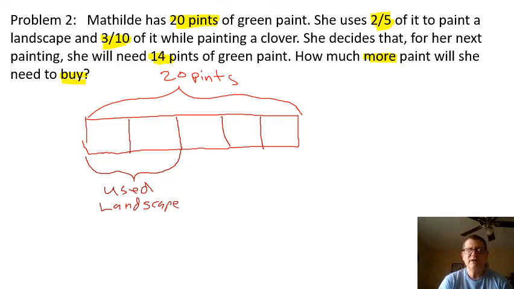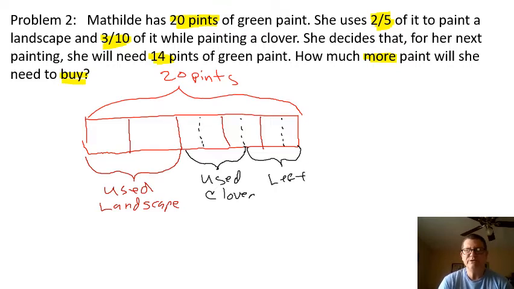Now it says tenths, that she used 3/10 for painting a clover. Well, one thing I know is that if I take a fifth and I split it in half, I have 2/10. Now I can see that it says she used 3/10, and that was used for the clover. That means this is what was left. And we can see by looking at it, she had 3/10 of a pint left.